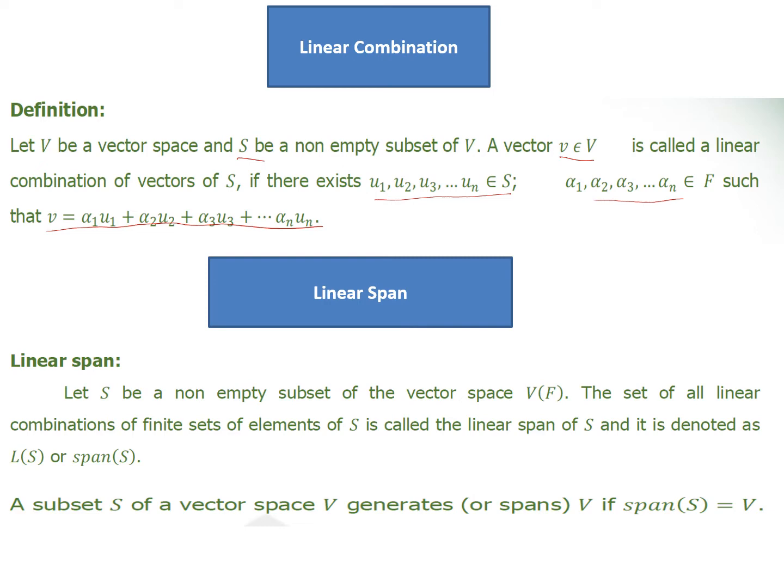Now, linear span. S is a non-empty subset of a vector space V. Then the set of all linear combinations of finite sets of elements of S is called the linear span of S. All such linear combinations, if we collect them, that we call the linear span of S. A subset S of V generates V if the span of S is the same as V.